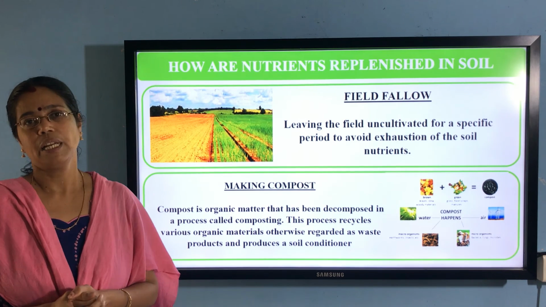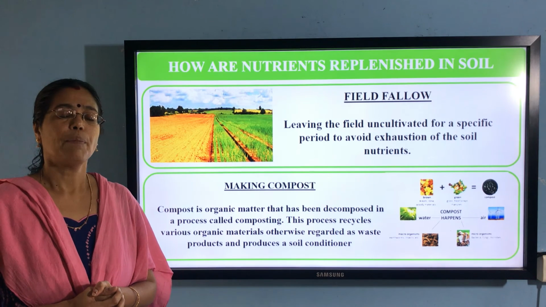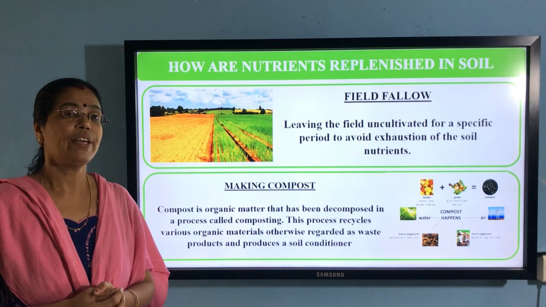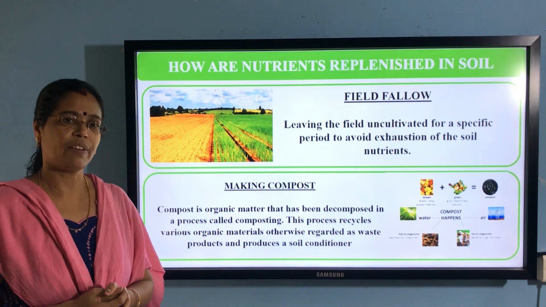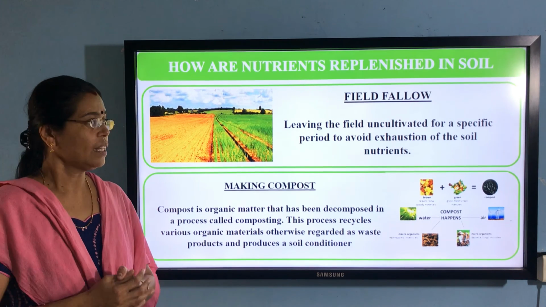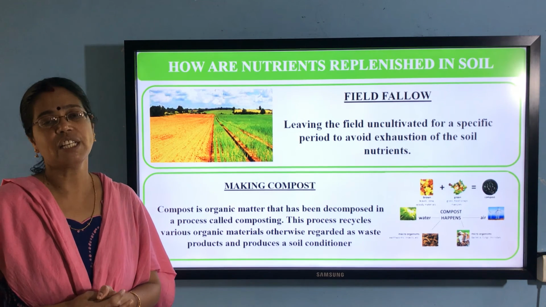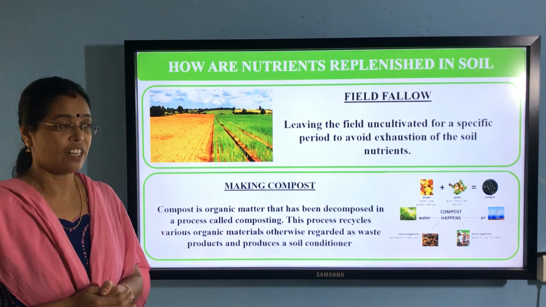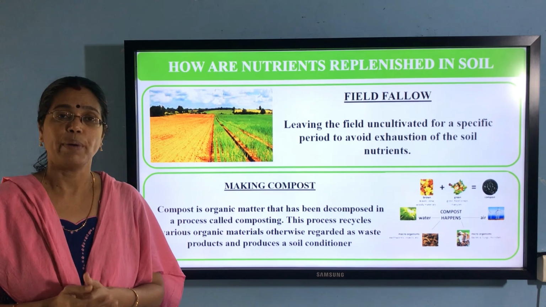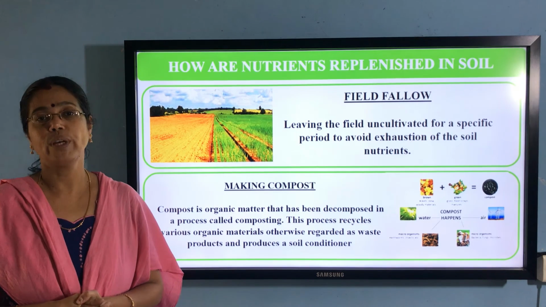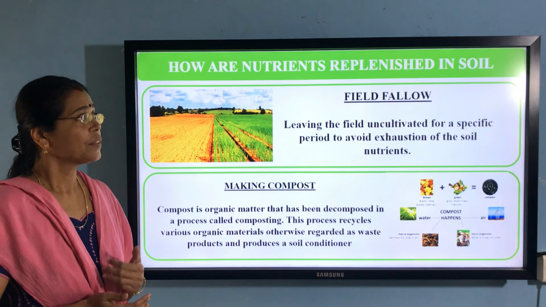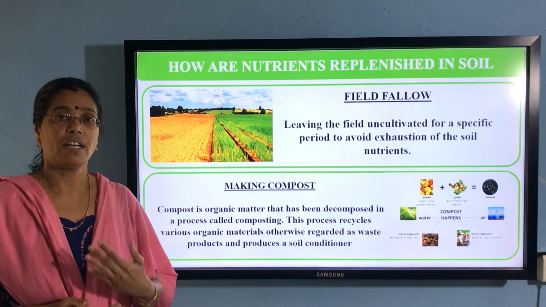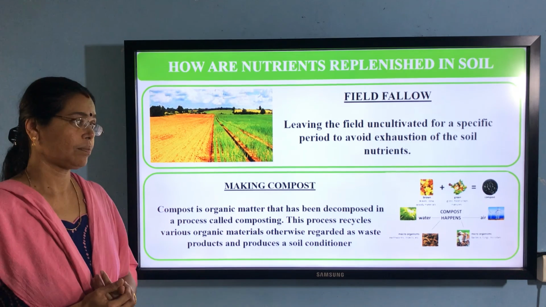The next method is making compost. So by using dead and decaying matter or decomposable material, we can make our own compost and we can put it in our field. By this method, we can enrich the nutrient content. So there are 6 different ways we can enrich it. The first thing is spreading manure and fertilizer, and then growing leguminous plants, crop rotation, mixed cropping, field fallow, and also making compost.